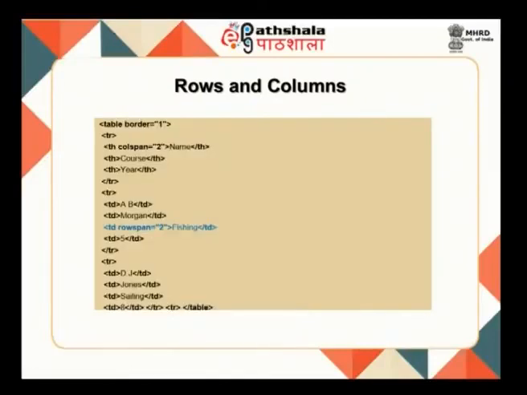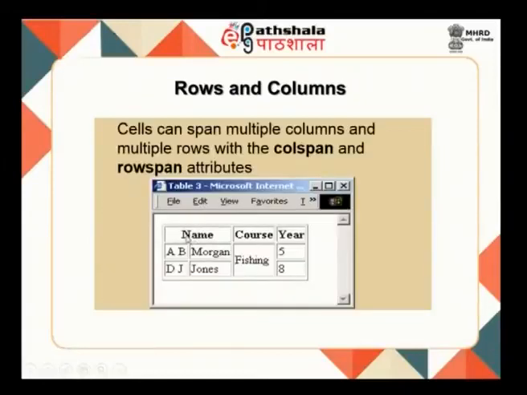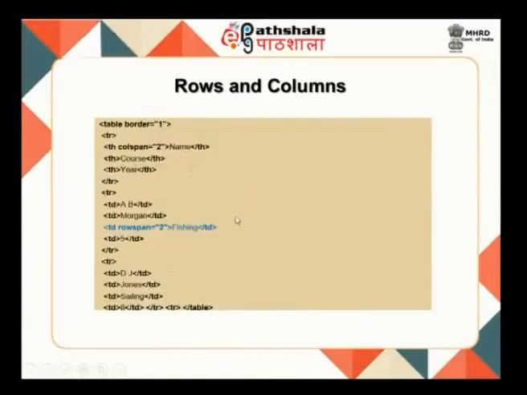Now, let us see what is the code for it. Here you can see that the first header cell is actually name. So, name spans over 2 columns. Here you can see TH with the column span given as 2, so name spans over 2 columns, and then the second header cell has a value like course, and the third header cell has a value like year. So, with that the first row gets over.